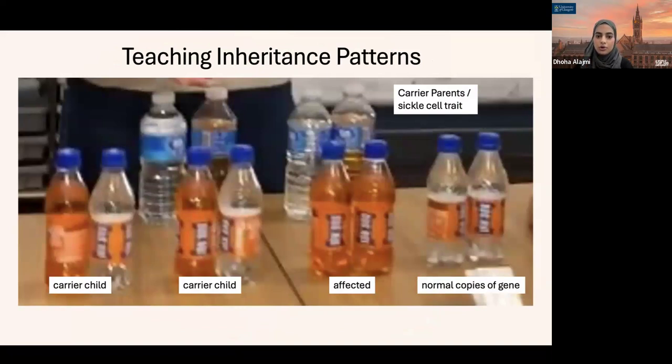At the back, we've got both of the parents being carriers, and at the front, we've got the children. On the left, we've got two carrier children that got one copy of the gene. Then we've got an affected child which got both copies of the gene, which means the child has sickle cell. And on the far right, we've got a child that didn't inherit any of the genes, so he had normal genes. This helped the children visualize how genes get passed down between generations.